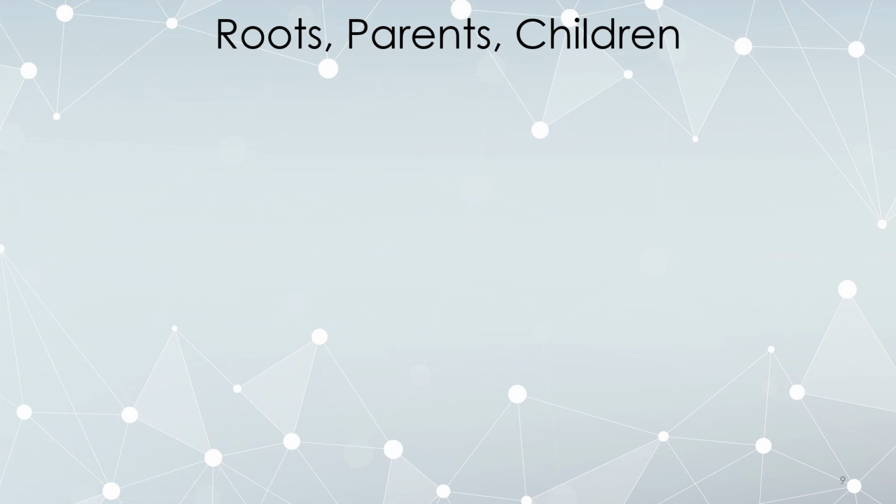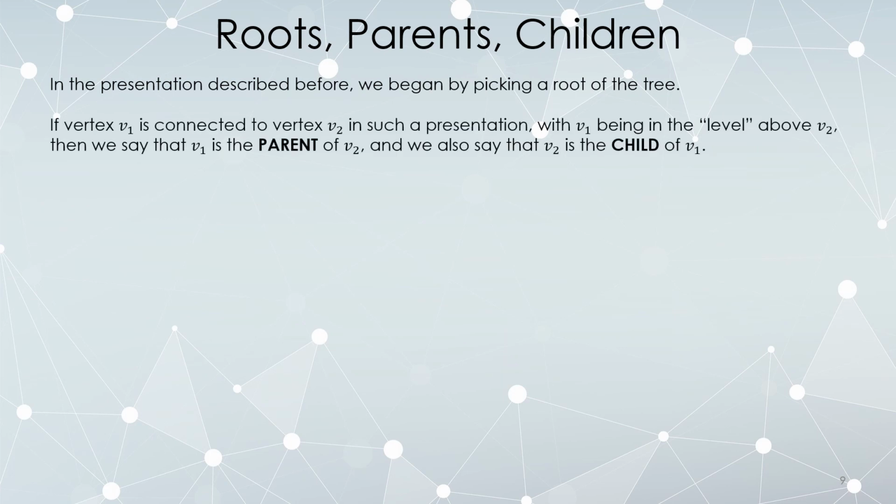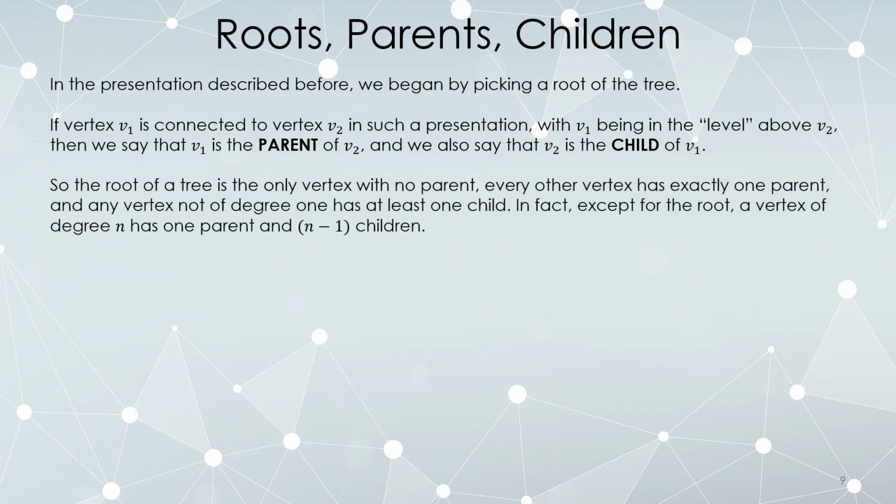Along with roots, there's a notion of parents and children. So in the presentation before, we picked a root. If a vertex is connected to another, depending on what level they're in, we call one the parent of the other or the child of the other. If it occurs in a higher level, it's the parent, and if it occurs in the lower level, it's the child. So the root will be the only vertex with no parent, and every other vertex has exactly one parent, but possibly multiple children.